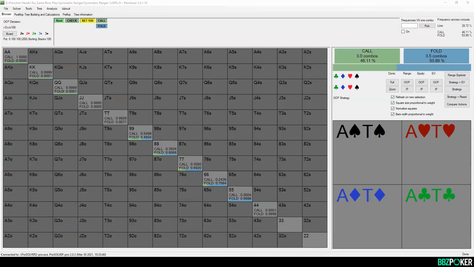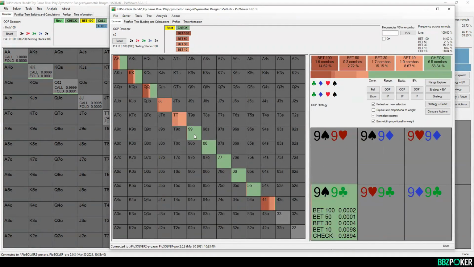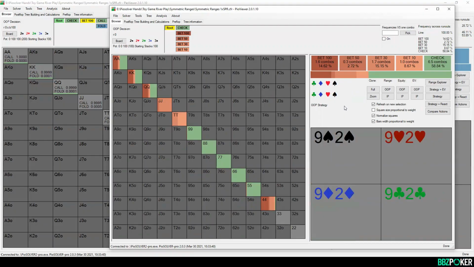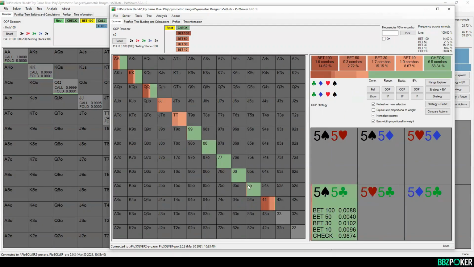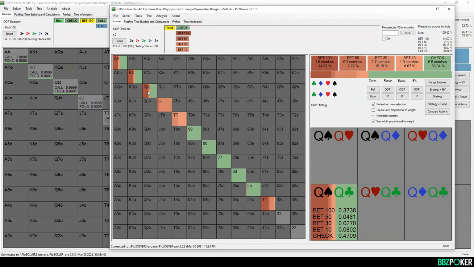Well, we want to go back to our own strategy first. So I'm going to take you back here to our own strategy. Understand that we checked fives through nines all the time as the out of position player. We checked fives through nines all the time. We checked jacks and tens never. And we checked aces, kings, and queens about half the time each.